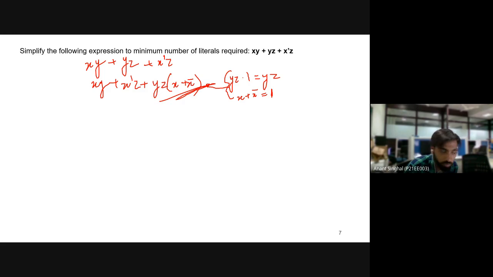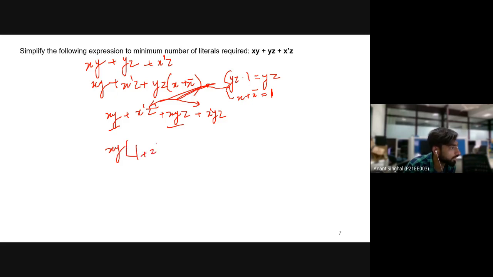Everybody else? Okay. Yeah. So now I'll try to expand this: xy plus x bar z plus xyz and then plus x bar yz. Okay, so now I'll take this and this term, and then this and this term. So I can take xy from these two terms as common, which is nothing but 1 plus z, and from these two terms common I can take x bar z, which will be nothing but 1 plus z.